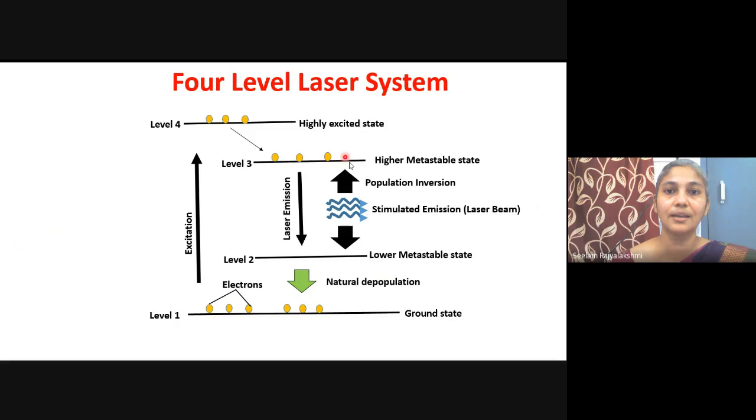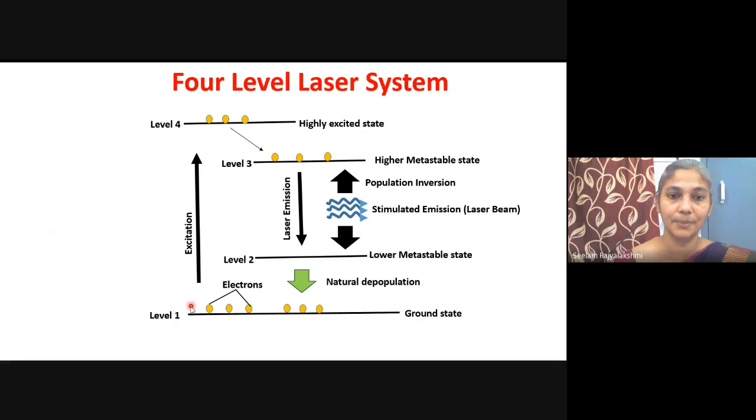So this is the higher excited state. The atoms stay here for a very short period. And this is the metastable state, where the atom lives a long lifetime, up to 10 power minus 8 seconds. Here, the lower metastable state, the lower laser level, the atoms also stay a very short time.